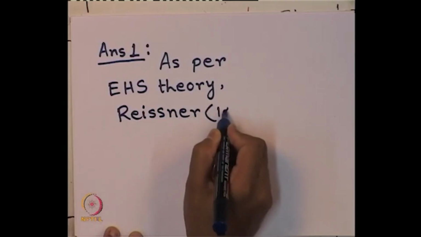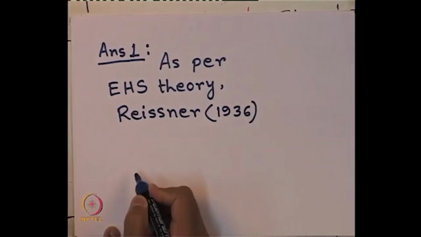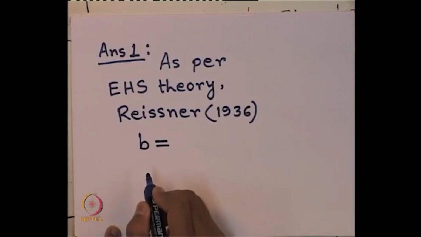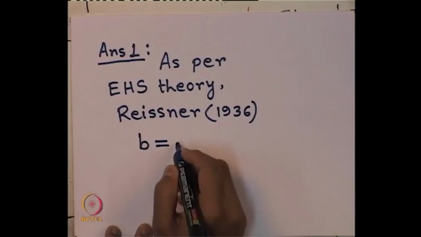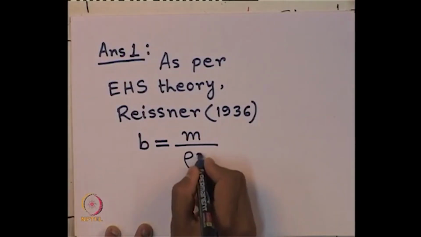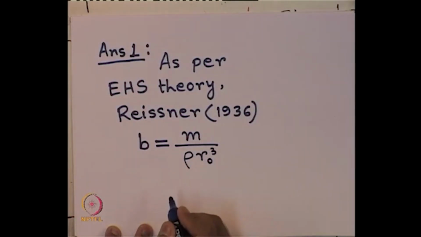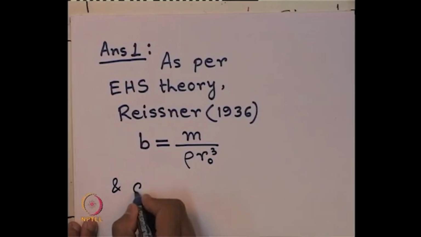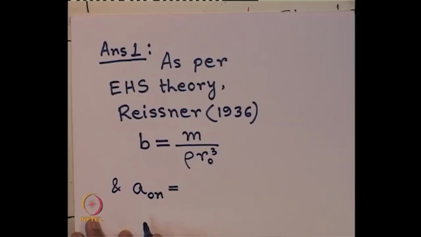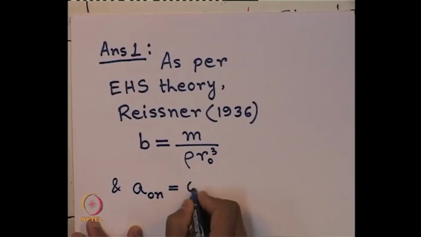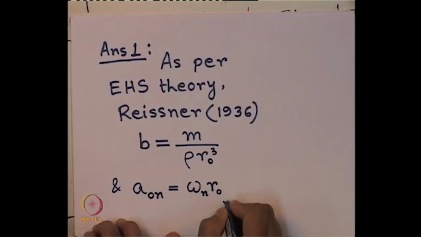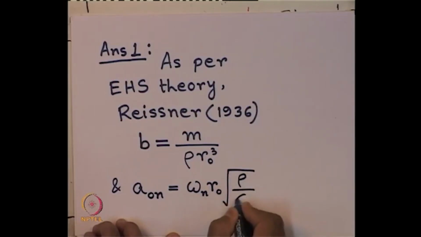in 1936, the expression for the non-dimensional parameter mass ratio is given by B, small b, which is equal to m by rho r naught cube, that we know already, and the non-dimensional frequency parameter A naught n is given as omega n r naught times root over rho by G.